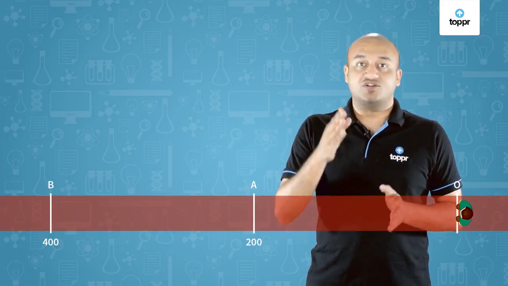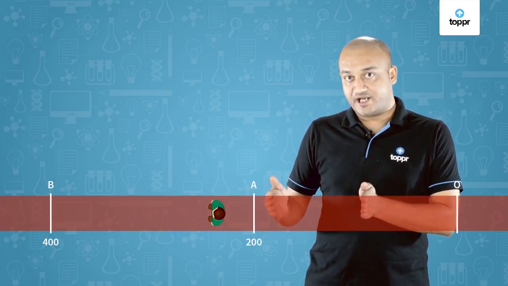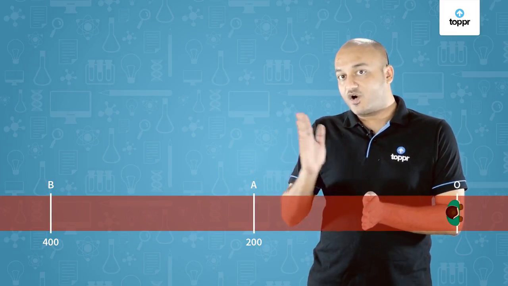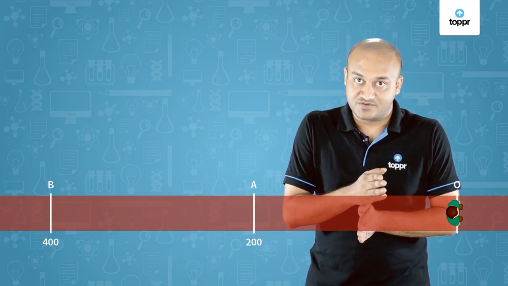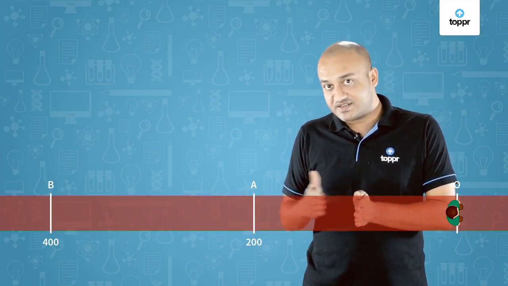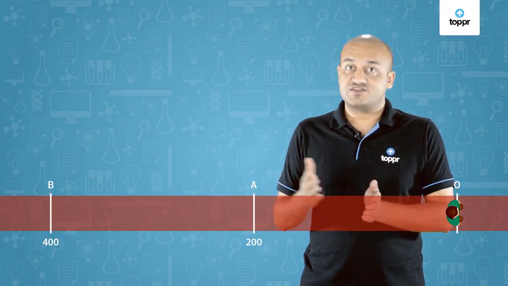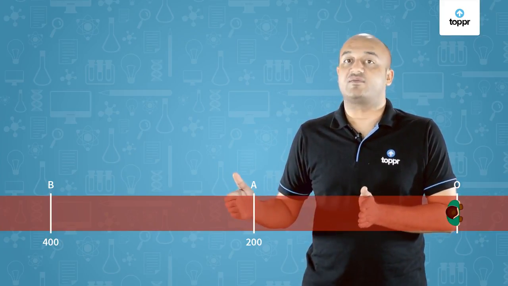Now let's look at the previous example again. We saw how the runner went from the origin to point A to point B and then came back. We looked at the distance values. Now we'll look at the displacement values. In the onward journey, both distance and displacement are going to be the same because displacement is just the shortest distance between the initial and the final point.